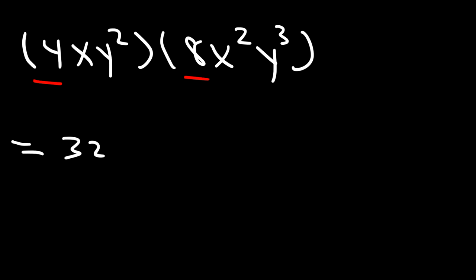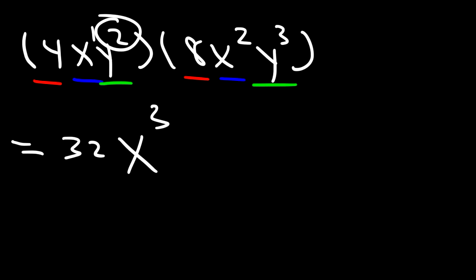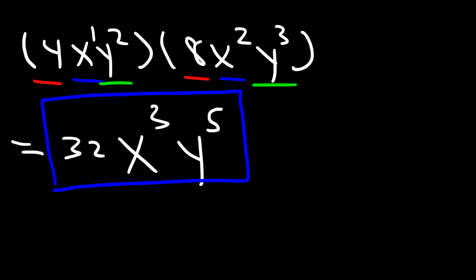Next, we're going to multiply like variables together. So we have x times x squared. If you don't see an exponent, it's a 1. So all you need to do is add the exponents. 1 plus 2 is 3. So we're going to have x cubed. And then we need to multiply y squared by y cubed. So we need to add 2 and 3. 2 plus 3 is 5. And so this is our answer: 32 x cubed y to the 5th power.